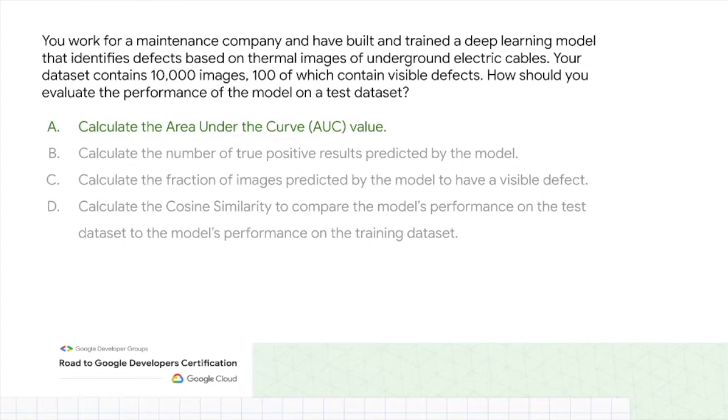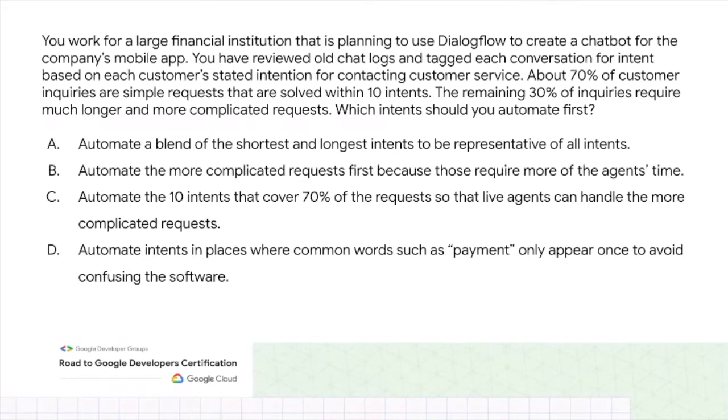So again, we work for a large institution that is planning to use Dialogflow to create a chatbot for the company's mobile app. We have reviewed all chat logs and tagged each conversation for intent based on each customer's stated intention for contacting customer service. About 70% of customer inquiries are simple requests that are solved within 10 intents, which is great. The remaining 30%, though, require much longer and more complicated requests. So, which intents should we automate first?